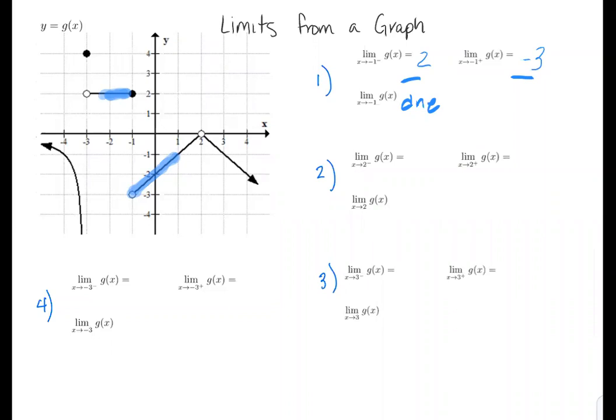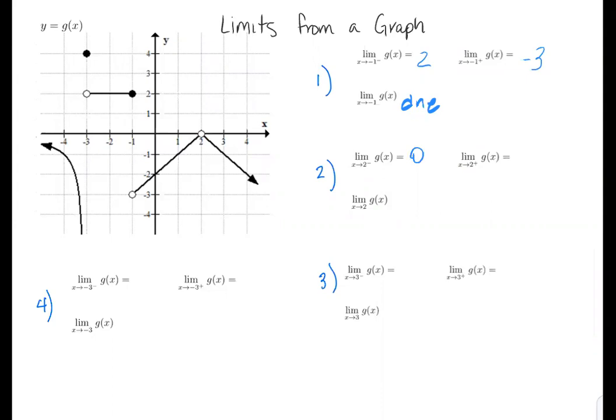Okay, so let's look then at our next problem. Go ahead and erase all this stuff. The next number we're looking at is +2. So we're going to go where x is +2. This is telling us to evaluate from the left. So we're going to get on the left side of 2 and ride the function to that x value. And what y value are we approaching? It's 0. It does not matter that that is an open circle. It's what y value are you approaching? So the answer is 0.